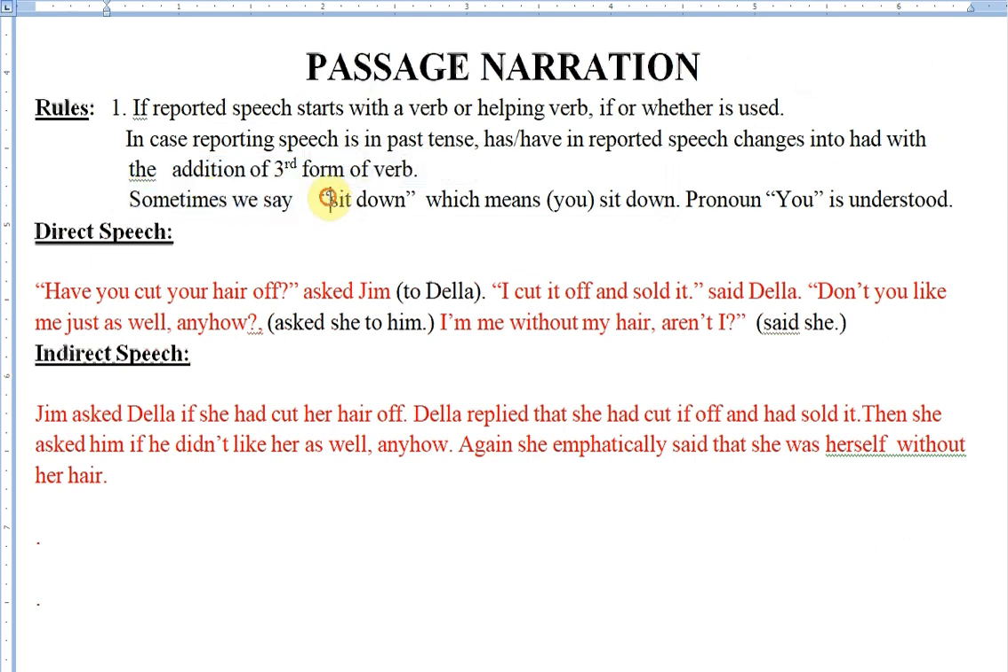Sometimes we say sit down, which means you sit down. Here, the pronoun you is understood. Same is the case with direct and indirect speech. Some of the things which I have written in black are understood, but they are not part of the original text. For your facility, I have written them.